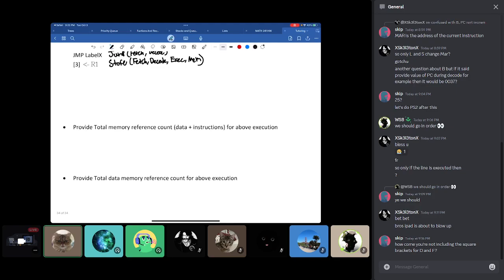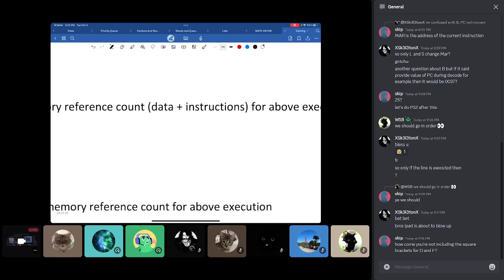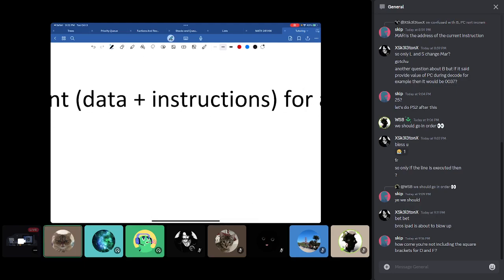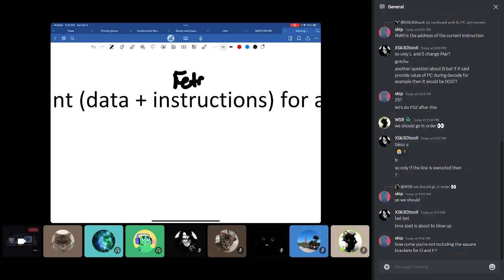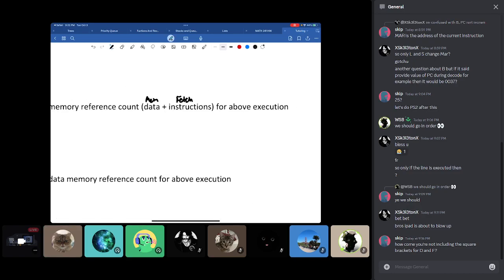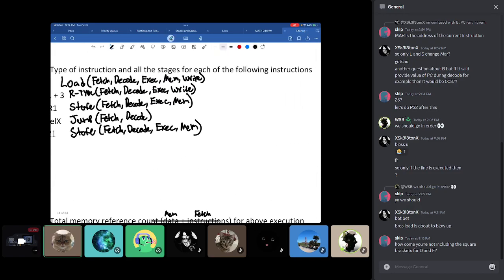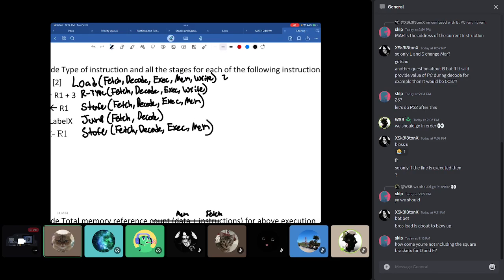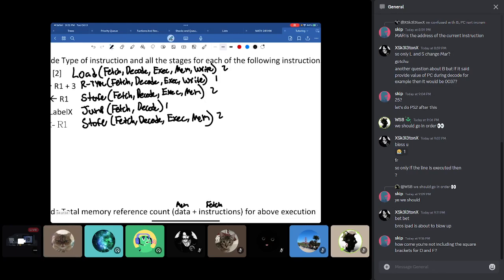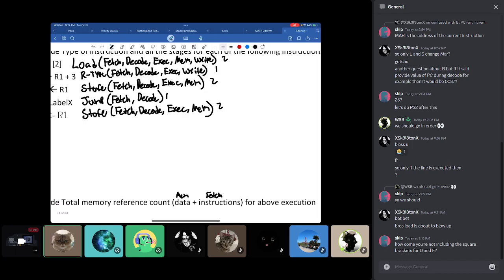Then we're saying provide the total memory reference count. Okay. Instructions, meaning this is just the fetch stage, plus the mem stage for the above execution. This is a load, so that's 2. This is an R type, that's 1. Store, 2. Jump, 1. Store, 2. That's 2, 3, 4, 5, 6, 7, 8.